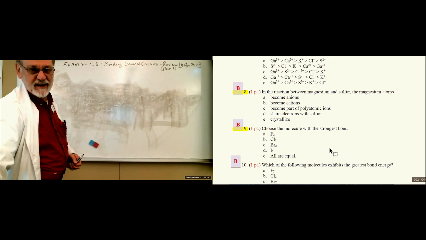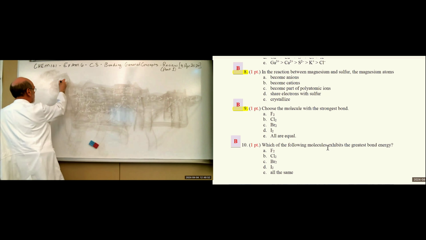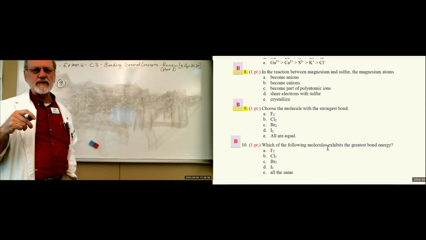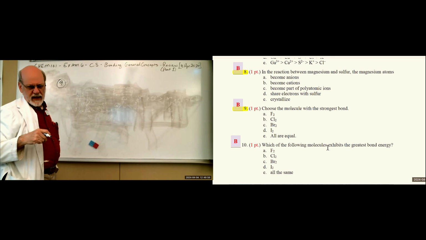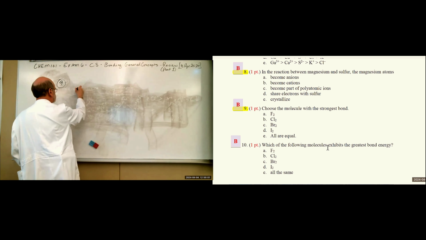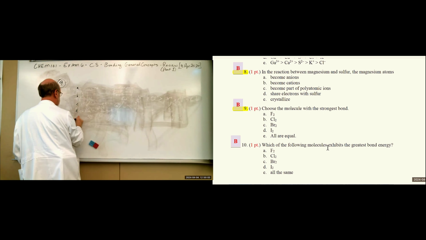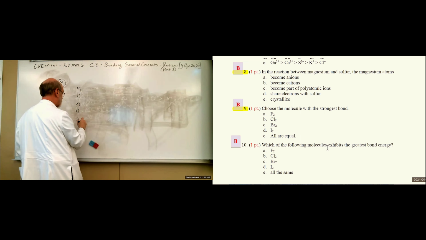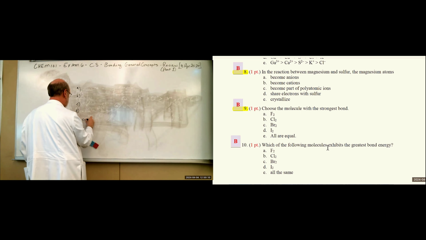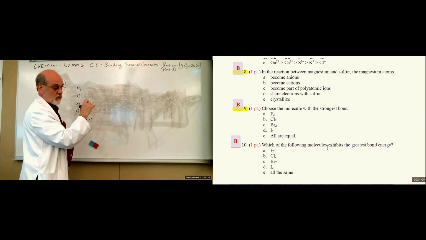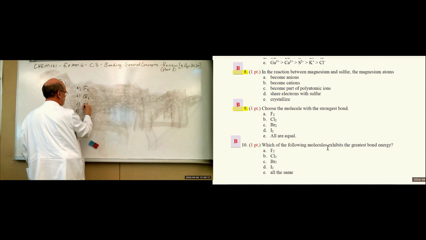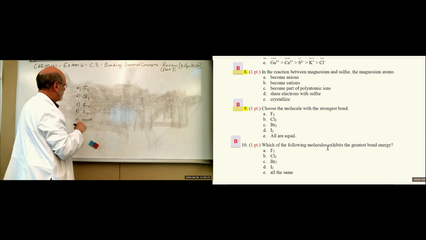All right. Number 9. Choose the molecule with the strongest bond. Okay, out of the choices we have here, A, B, C, D, and E is an oddball. What does it say? It says all are equal. Okay, so we're working our way down. The diatomics. I think I got those in the right order.